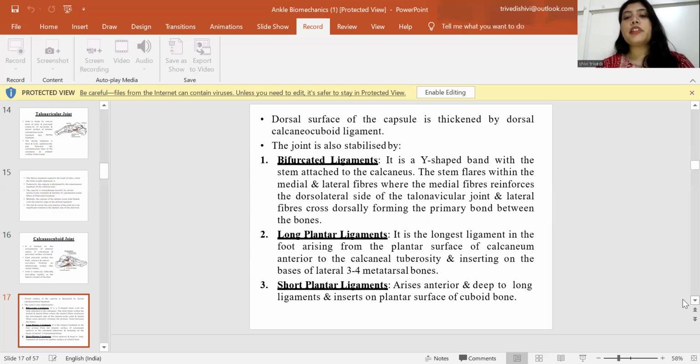The long plantar ligament is the longest ligament in the joint, arising from the plantar surface of the calcaneum anterior to the calcaneal tuberosity and inserting on the bases of the lateral metatarsal bones. The short plantar ligament arises anterior and deep to the long ligament and inserts on the plantar surface of the cuboid bone.